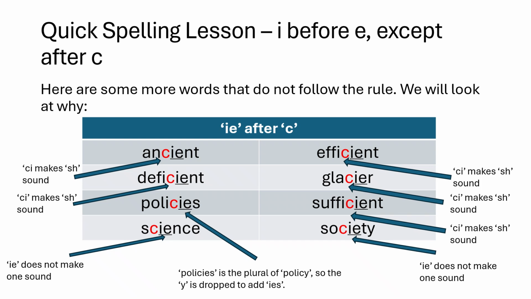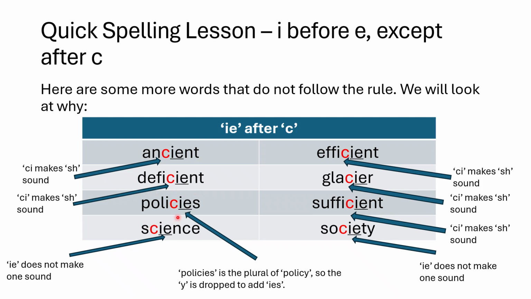Here are some more words that do not follow the rule. We will look at why. In these words, the I and the E come after the C. Ancient. In this word, the C and the I together make a sh sound. Then you are left with ent. Deficient. In this word, the C and the I together make a sh sound. Then you are left with ent.